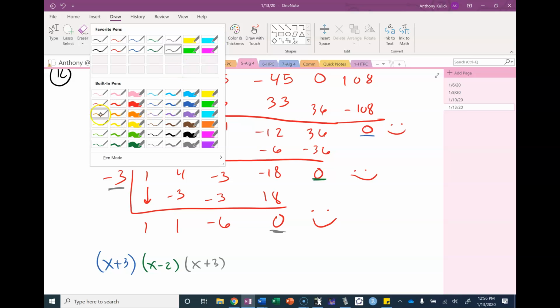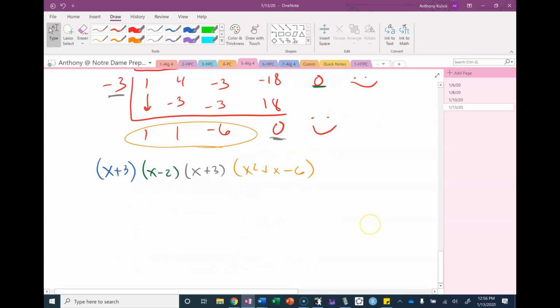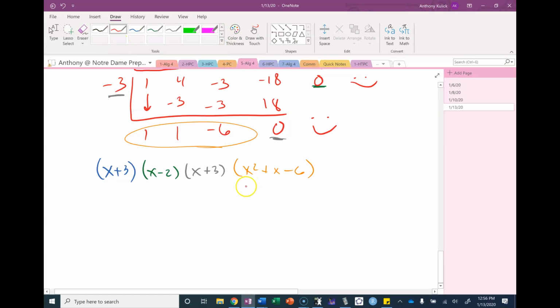And then from all of this stuff, I have x squared plus x minus 6. That's factorable. If I factor that, what do I get? x plus 3 times x minus 2. So when I copy the rest of these guys down, I have this. Now this is probably not the standard way you'd write this.